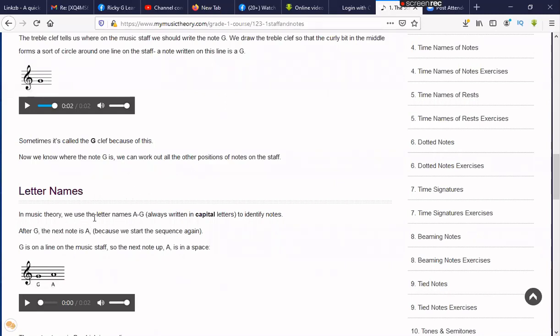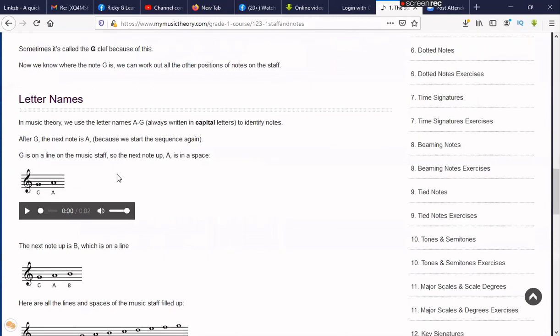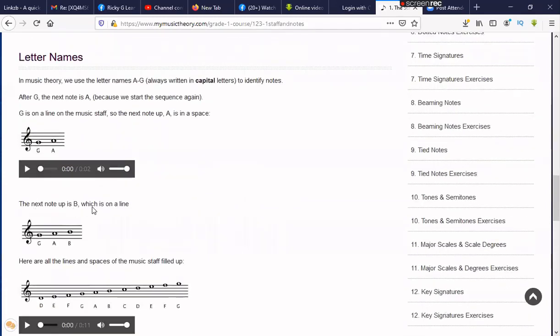So in music theory, we use the letter names A to G, always written in capital letters, to identify notes. After G, the next note is A because we start the sequence again. G is on a line on the music staff, so the next note up is A, which is in the space. This is the example that you have here now. You have G on the line on the treble staff, and then A on the space. The next note up is B, which is on the third line.